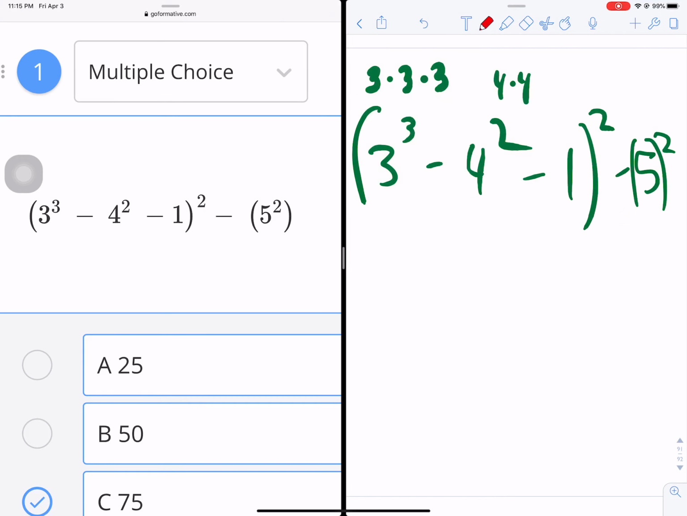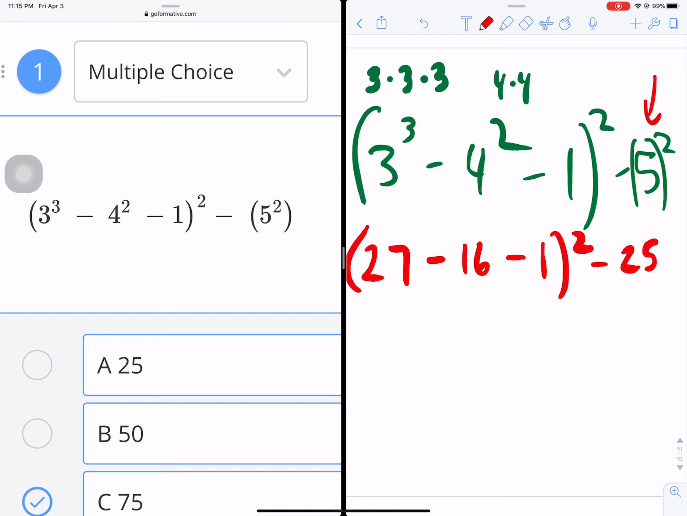All right, so 3 times 3 times 3 is 27. And 4 times 4 is 16. And then we can rewrite that all and then square it. And then we know 5 times 5, we can do that, 25. So if you look carefully, now what? Well, we're still doing this parenthesis. And now inside the parenthesis, there's no exponents. So let's just subtract. 27, take away 16, take away 1. The answer is 10. However, the squared's still there.